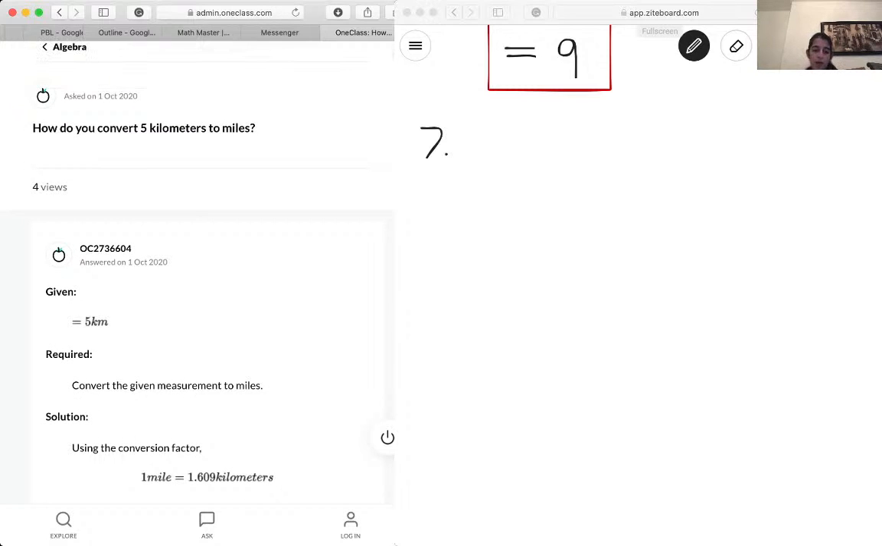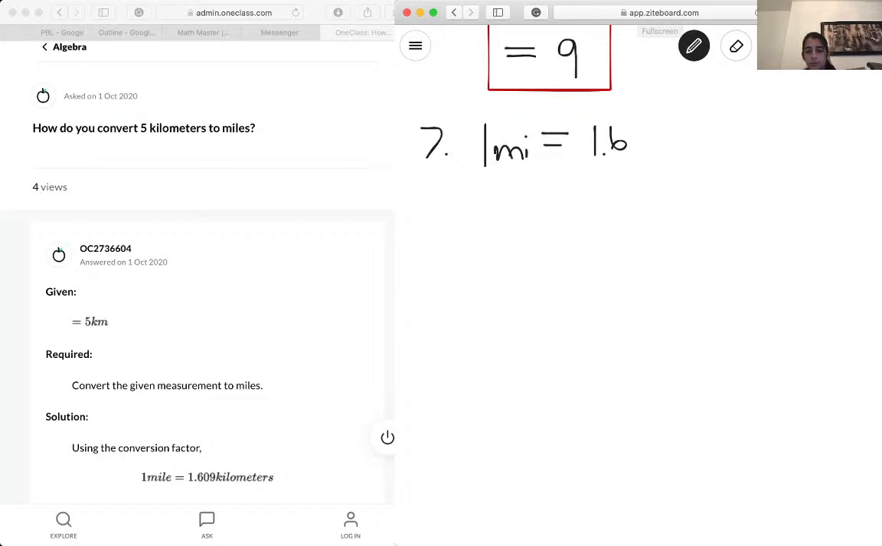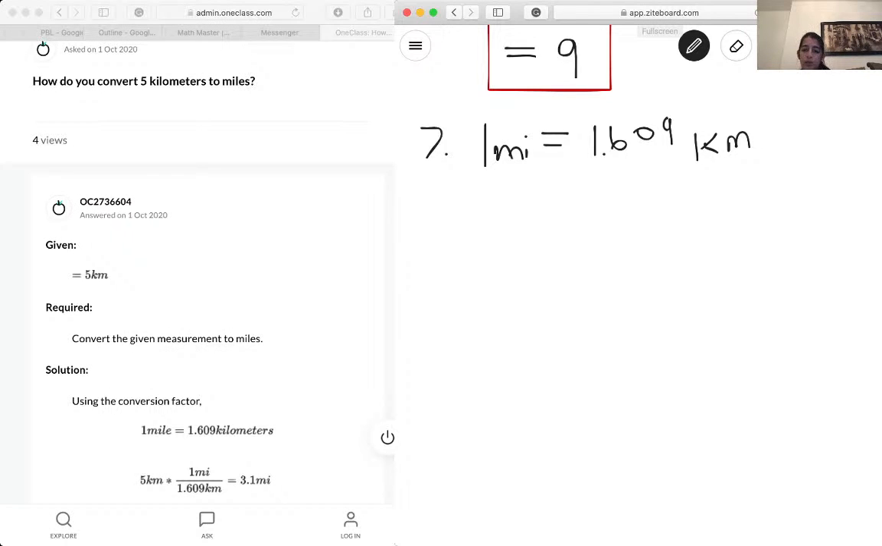This question says how to convert 5 kilometers into miles. I feel like I've done this one. But first things first, we figure out our conversion factor, which is 1 mile equals 1.609 kilometers. Then we look at our given value, which is 5 kilometers, and we need to convert that into miles. So we're going to have to divide by the conversion factor. Again, if it was converting from miles to kilometers, then we would have multiplied by the factor.